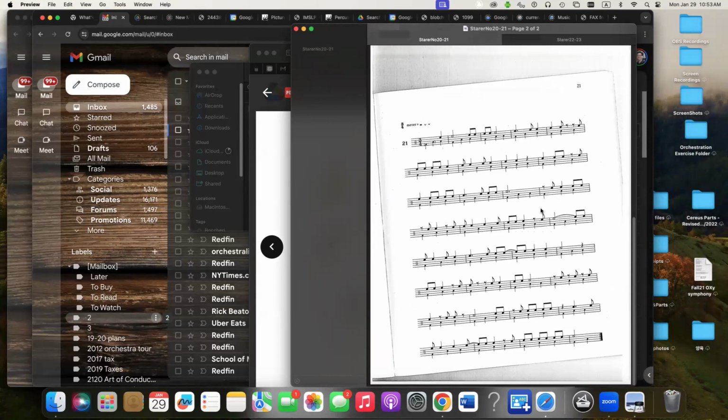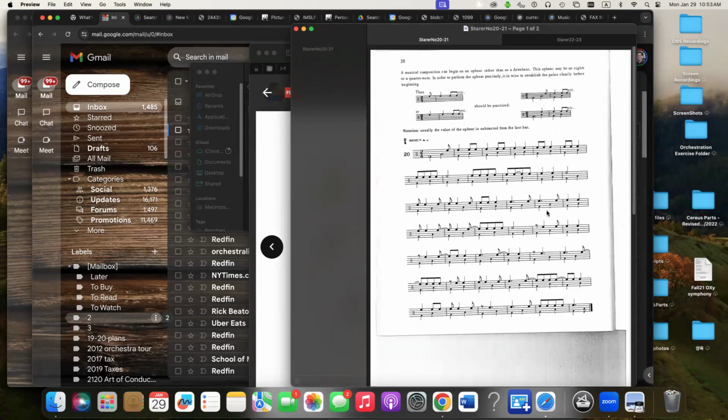Can you see it okay, the star? Yeah, okay. All right. So let's do 20.